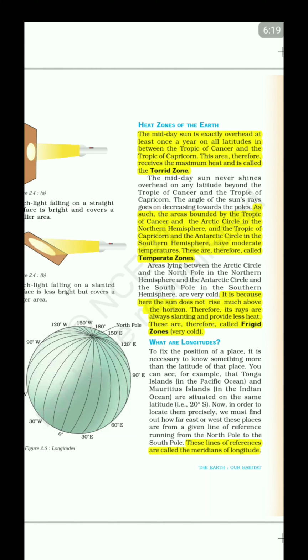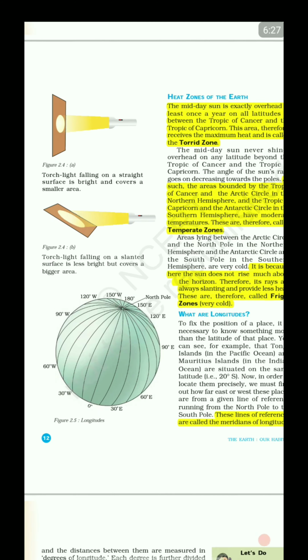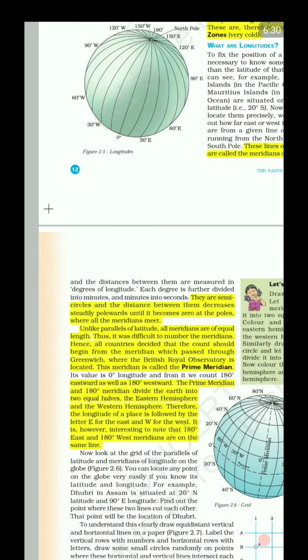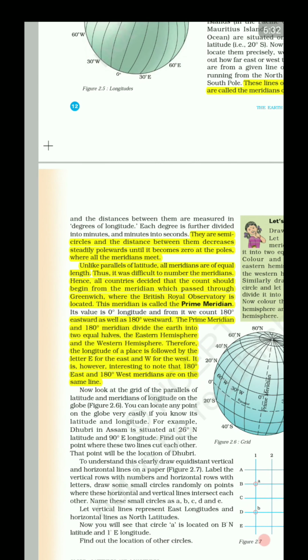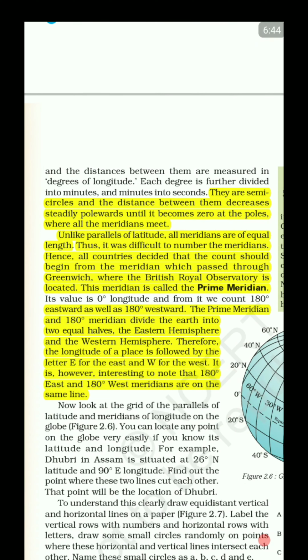which means meridian. Okay, so a meridian is a line joining from north to south or vice versa. Now each degree is further divided into minutes and minutes into seconds. These are the semicircles, and the distance between them decreases steadily, as I've already told. Now, unlike the parallels of latitude, all meridians are equal in length, and this is where the problem begins.